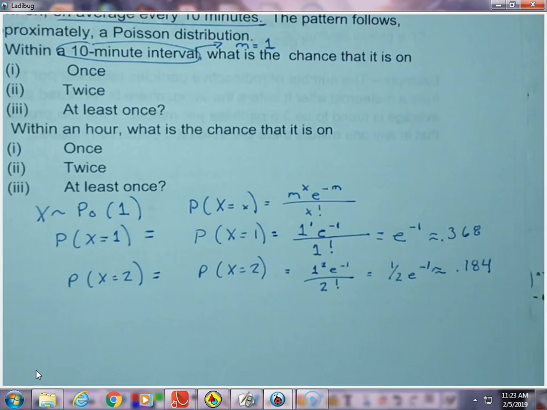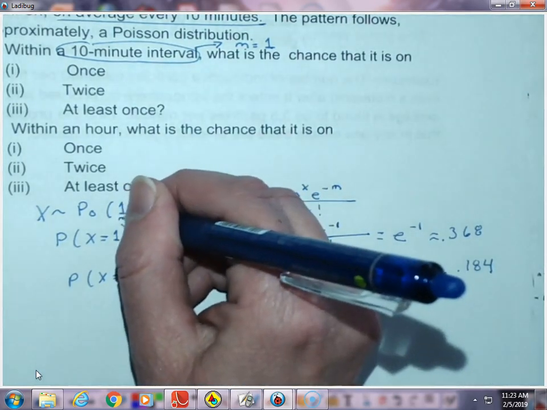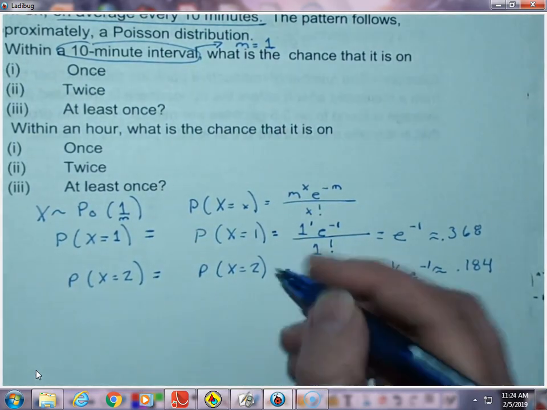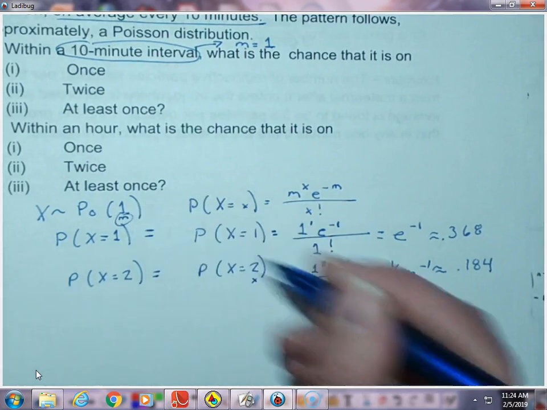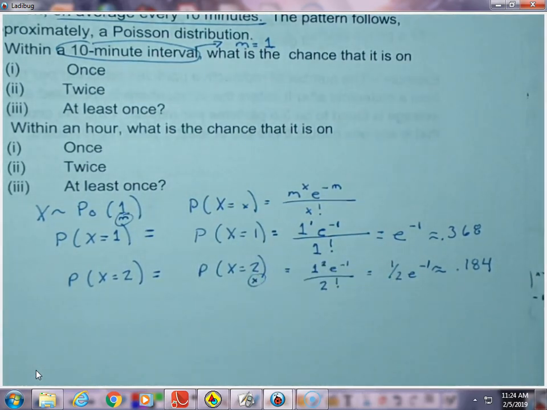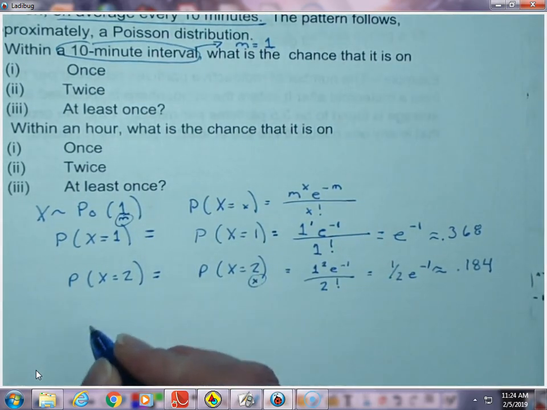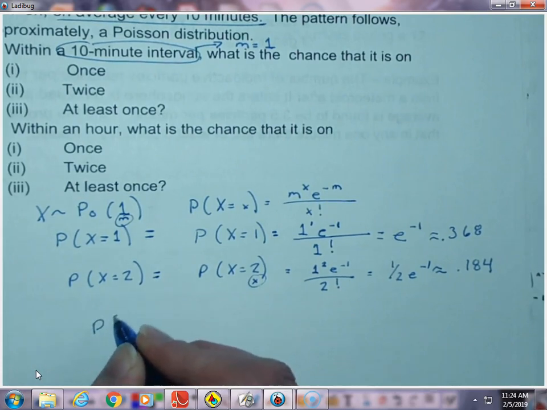So 1 is the average. So this one is always the average, and this one is always the x. Yes, that is exactly right.